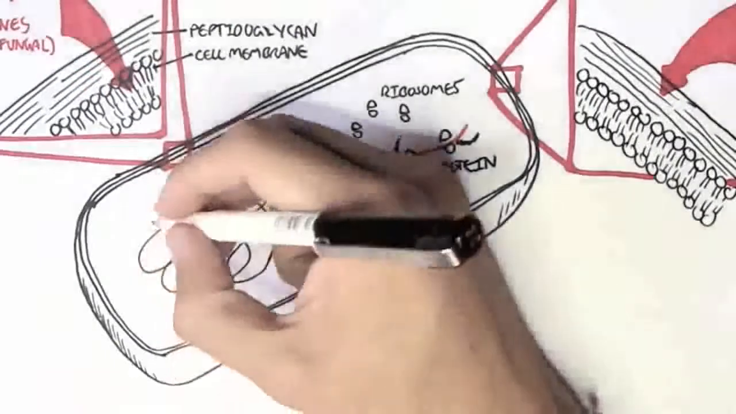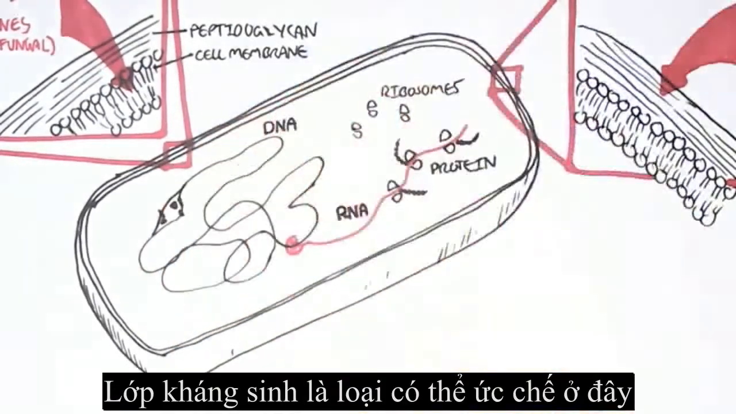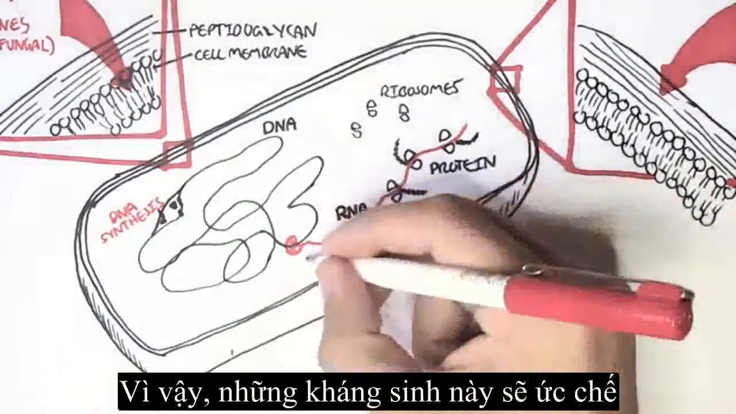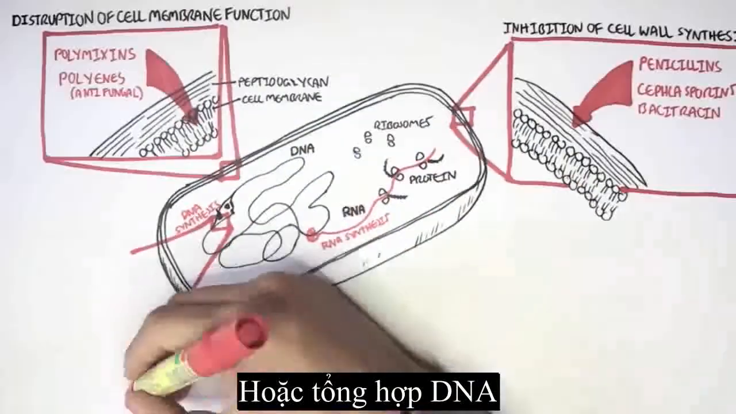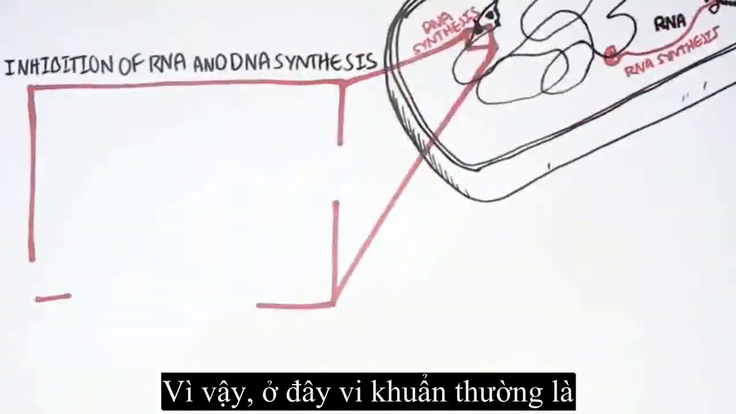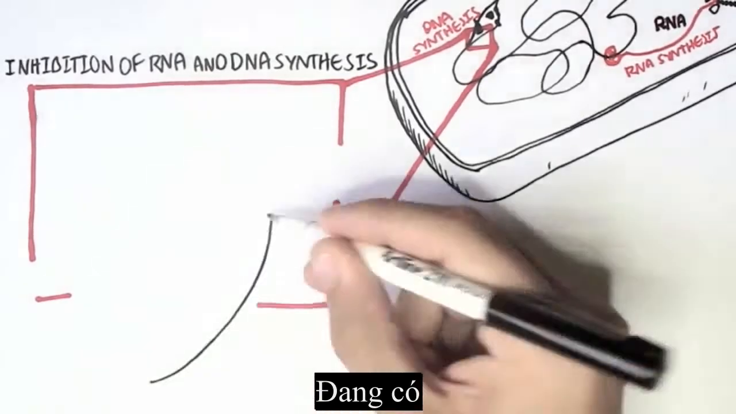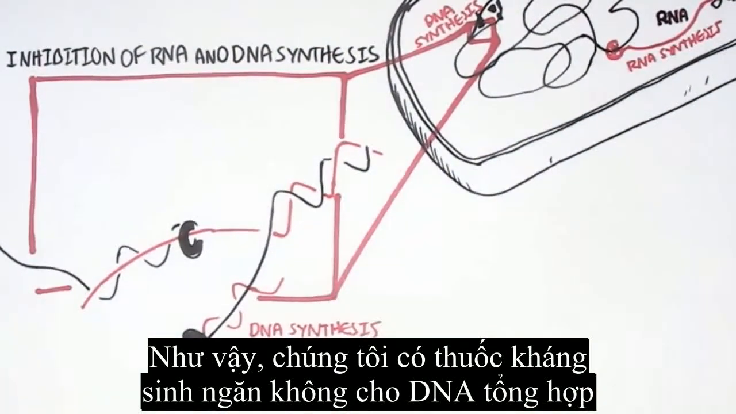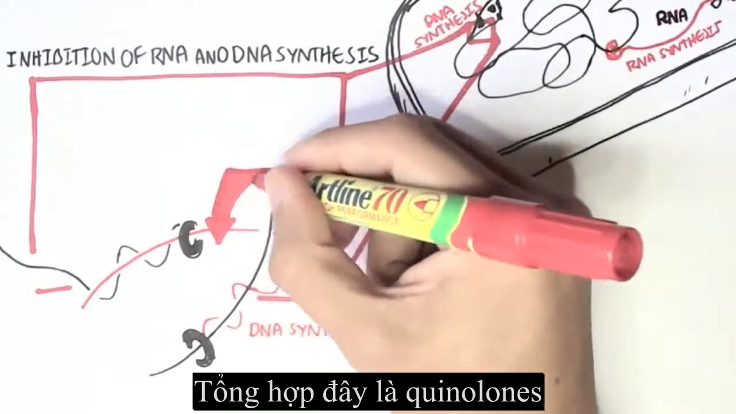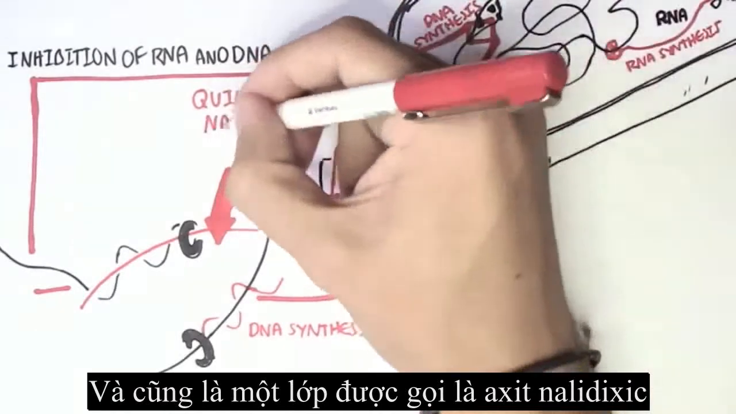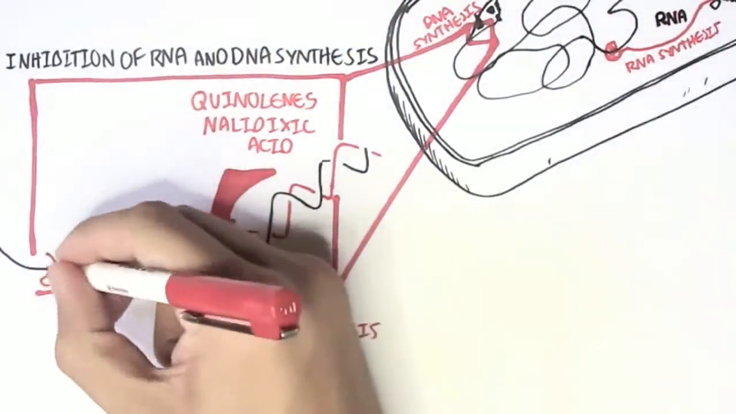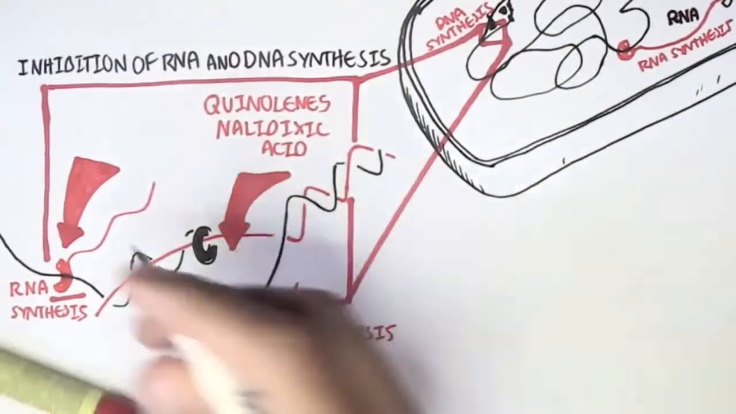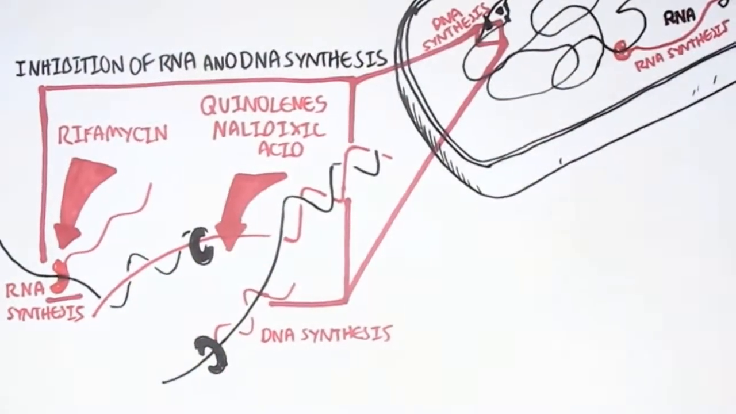The next type of antibiotic class is the ones that can inhibit DNA synthesis here, or what's occurring here, RNA synthesis. So these antibiotics will inhibit RNA and DNA synthesis. So here the bacteria are typically having DNA replicated, of course, like so. So we have antibiotics that prevent DNA from being synthesized. These are quinolones and also a class known as nalidixic acids. And then, of course, RNA can be made from the DNA. And there are drugs such as rifamycin, which prevents RNA synthesis and therefore protein synthesis.